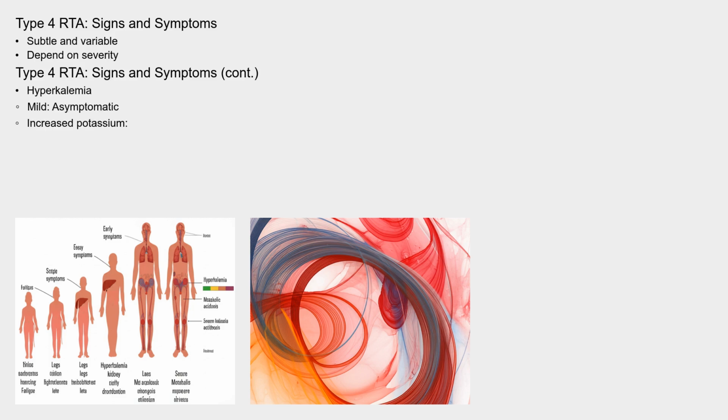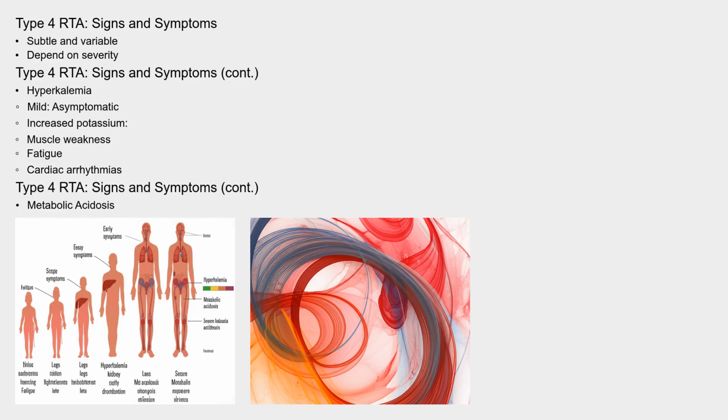The signs and symptoms of type 4 RTA can be subtle and vary depending on the severity of the condition. Mild hyperkalemia might be asymptomatic, but as potassium levels rise, individuals may experience muscle weakness, fatigue, and cardiac arrhythmias. Metabolic acidosis can lead to nausea, vomiting, and a general feeling of being unwell. In severe cases, hyperkalemia can be life-threatening, causing cardiac arrest.